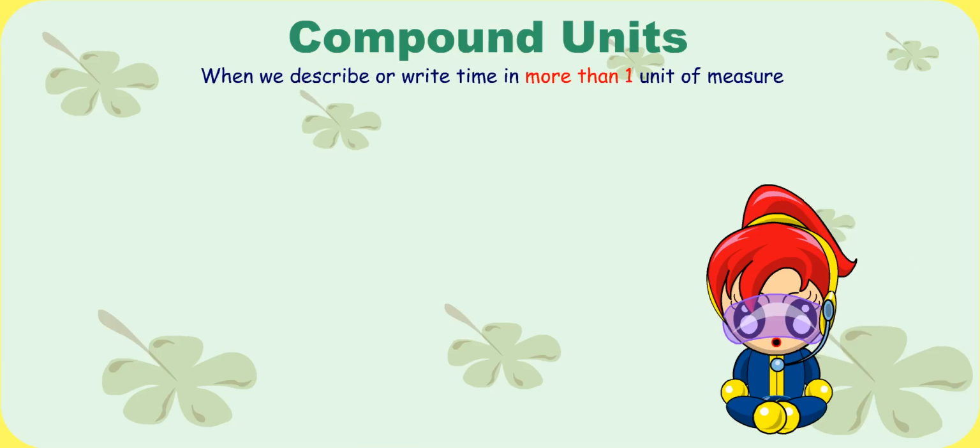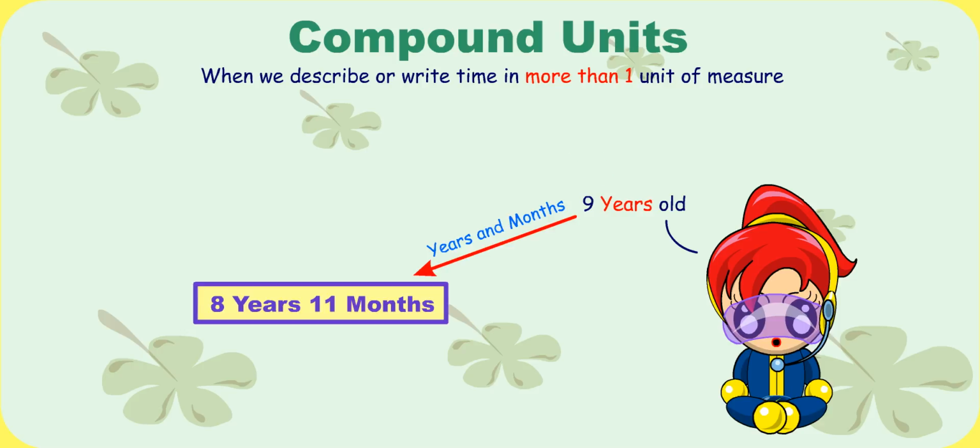How old are you? I'm about 9 years old. You gave me your age in years. You can tell me your age in terms of years and months. In fact, I know that you are 8 years, 11 months old. This is also an example of compound unit of time. Oh yes, compound unit of time in years and months.